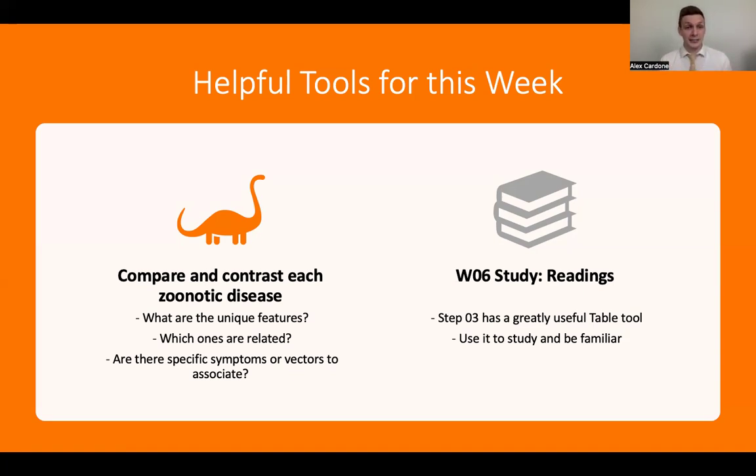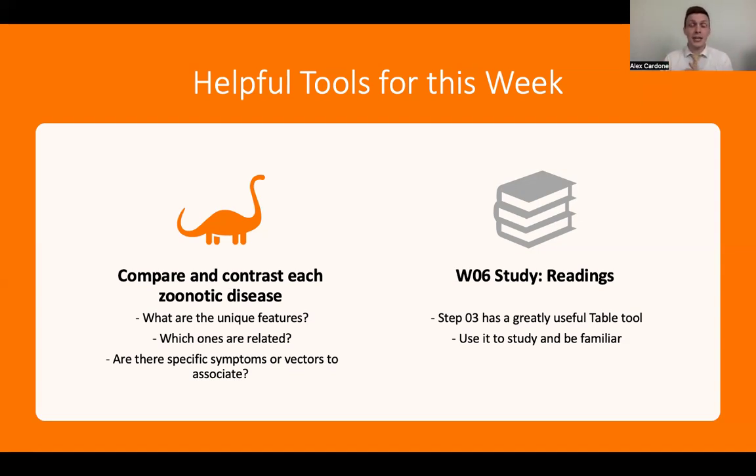What I would advise: be very comfortable with those 6 zoonotic diseases and try comparing and contrasting some of the unique attributes and characteristics of each of them. What unique features does this disease have? Which ones are related? Which ones are bacteria? Which ones are viruses? Or which ones are a parasite? And are there specific or unique symptoms or vectors associated with that disease? Trying to figure out these patterns will help you recall this information.